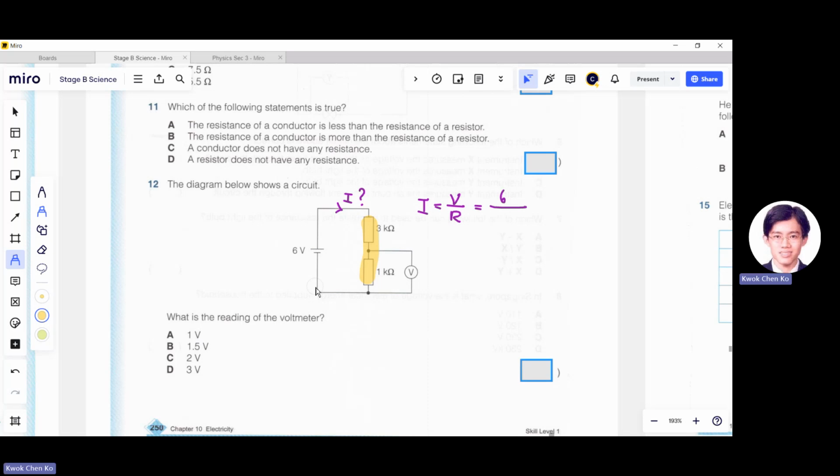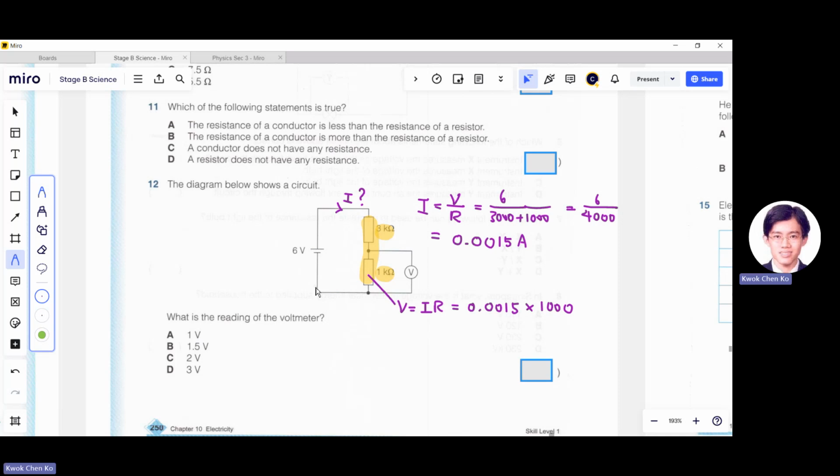I don't know whether you notice, are they series or parallel? These two. Yes, series. So I add the resistance together, but do you notice the K? So therefore you have to write 3000 ohms plus 1000 ohms. So it's 6 over 4000. 0.0015. So that's the current. Okay, so once you know the current, can you find the voltage here? Yeah, you can. Then you use exactly the same formula. So 0.0015 times 1000. Yeah, you have your answer now.